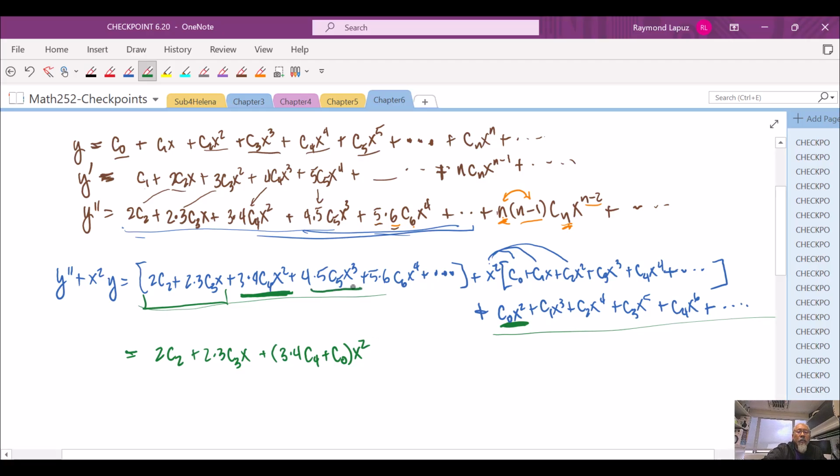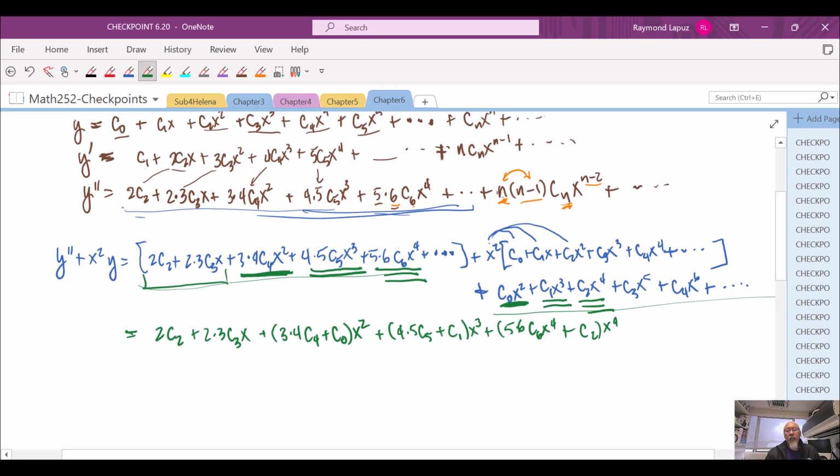Now the third power term, there's two of them here. I'll put those two together as well. So that's 4 times 5c sub 5 plus c sub 1, and these are being multiplied by x cubed. Okay, I see one more here. That's 5 times 6c sub 6 x to the fourth plus, whoops, the x to the fourth term is here, and so that's c sub 2, x to the fourth.